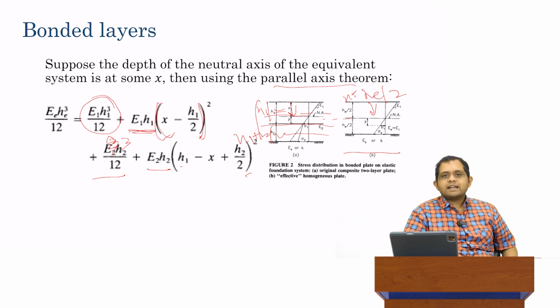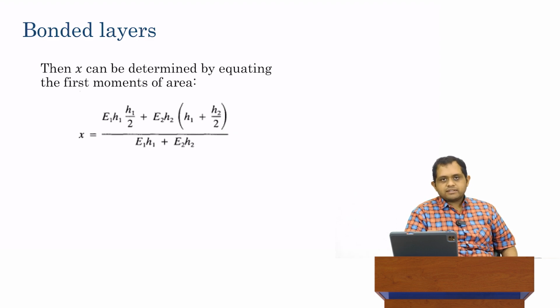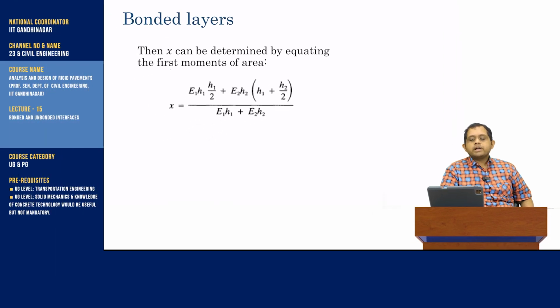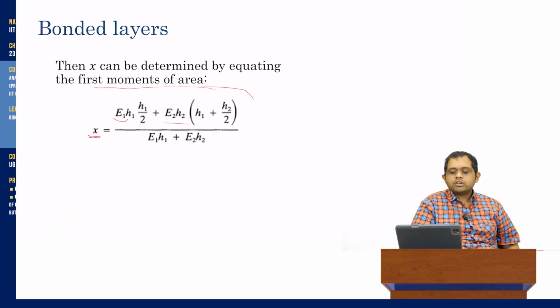So that's how we use the parallel axis theorem to calculate the moment with respect to the common neutral axis. But then what is the common neutral axis? The common neutral axis can simply be calculated by equating the first moments of the area. So if we say, in some measure, the stiffness or the mass of the layer is E1 into H1, then we equate the moments with respect to the neutral axis, and we'll end up with this formula.